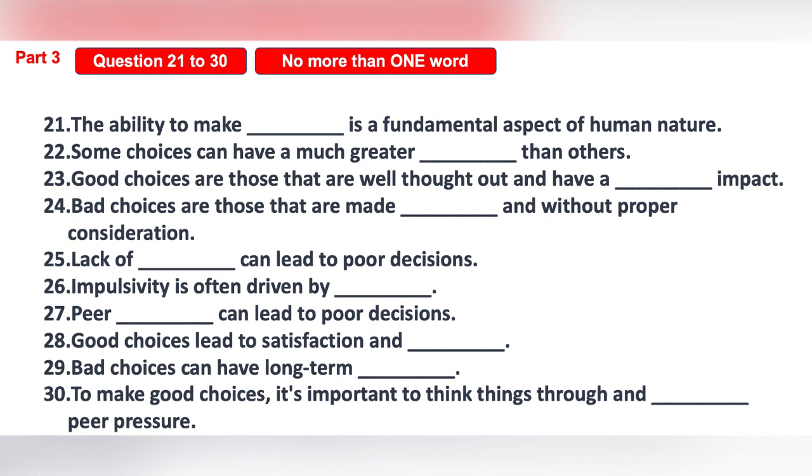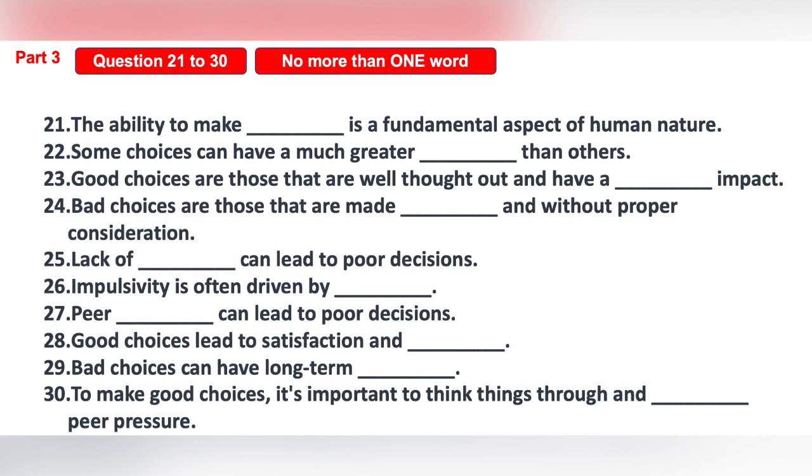People may feel compelled to conform to the opinions and behaviors of those around them, even if it goes against their own values and beliefs. This can lead to poor decisions that may have negative consequences on their lives. To make good choices, it is important to take the time to think things through and consider the potential consequences of our actions. It is also important to be aware of our emotions and to avoid making decisions based on them. Additionally, it's essential to surround ourselves with people who support and encourage positive decision-making and to resist peer pressure.